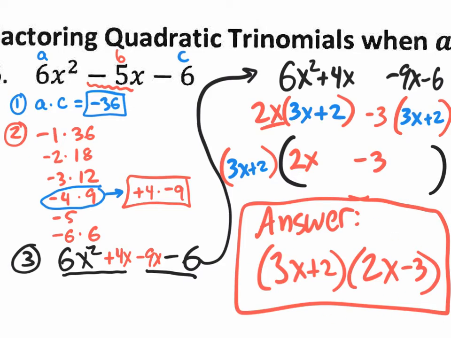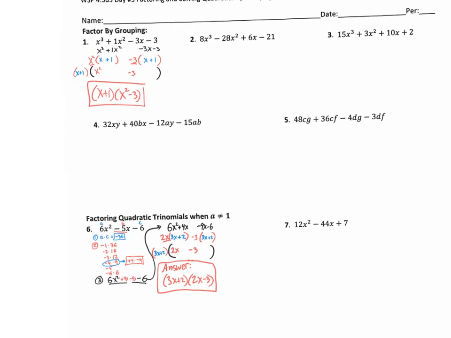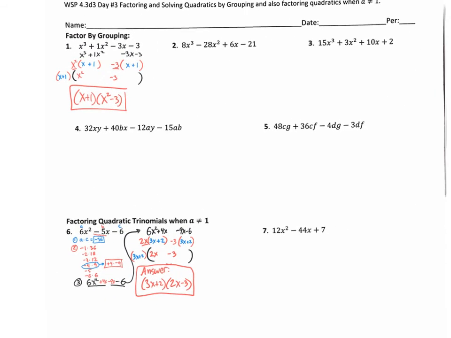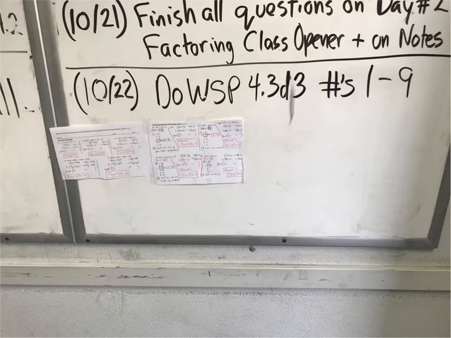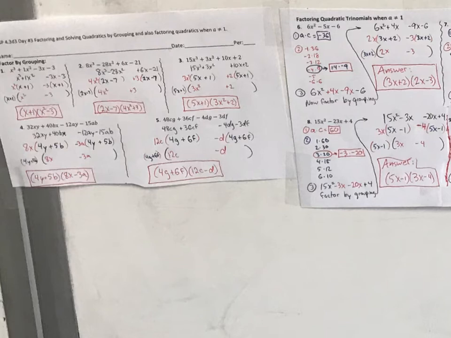Okay, so I do apologize. I just wanted to do one of each, and I want you guys to do the rest in class right now with the sub. And the answers are posted in the back of the classroom. There it is. Answers are posted right there. This is your assignment to do this worksheet, WSP 4.3 D3. That means same section 4.3 day 3, and we're doing 1 through 9. So your answers are right here.